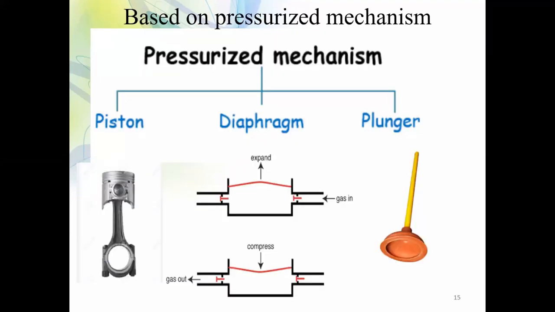Right. The next classification is based on pressurized mechanism. There are several equipments or mechanisms utilized to create pressure. The first one is piston, the second one is diaphragm, and the third one is plunger. I think you are all already familiar with piston and how it creates pressure.